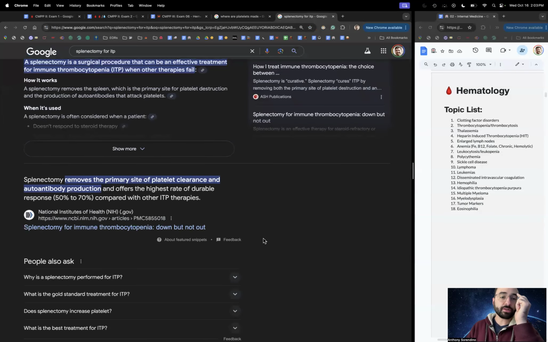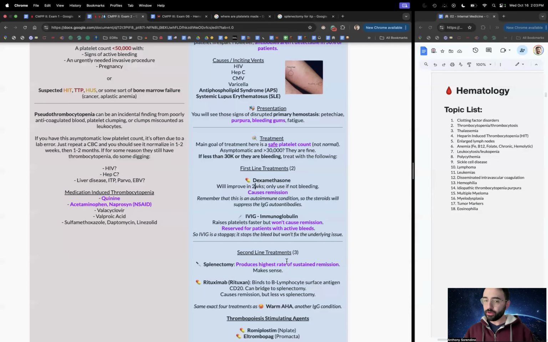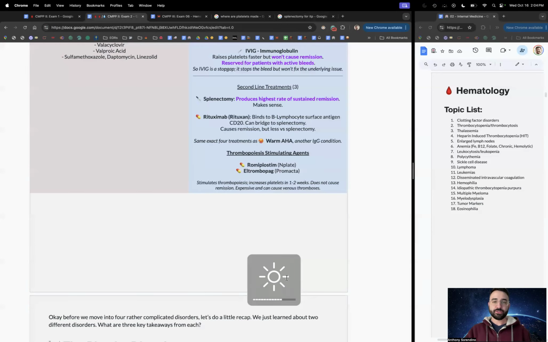So it removes the primary site of platelet clearance and autoantibody production. So yeah, the spleen is part of the immune system. Why can't I think of the name of that body system? The lymphatic system. Okay, so the spleen makes autoantibodies. Don't know if I knew that, if I'm being honest. Okay, so take it out.